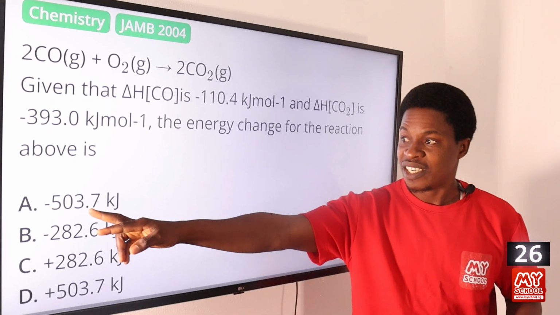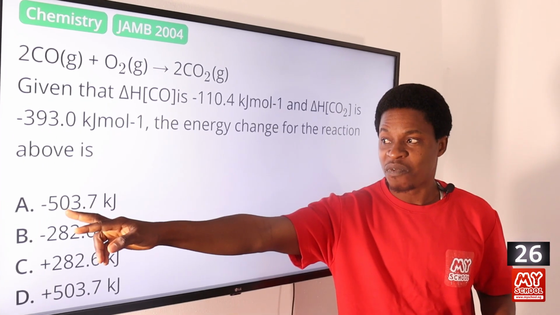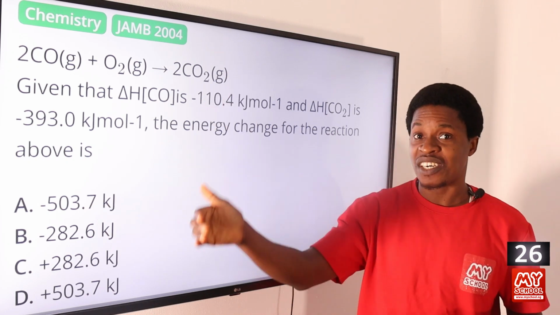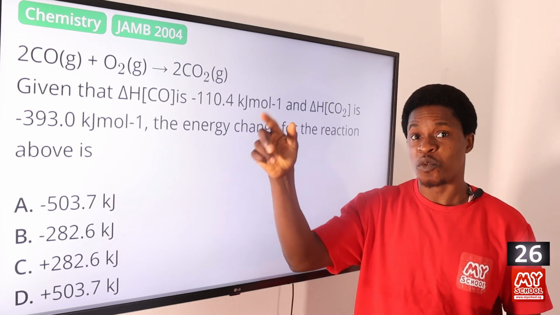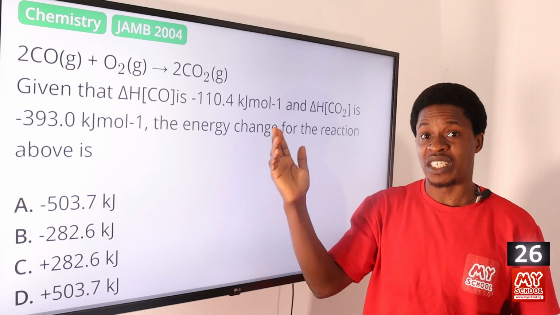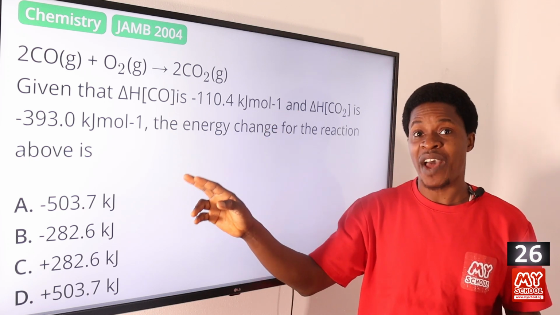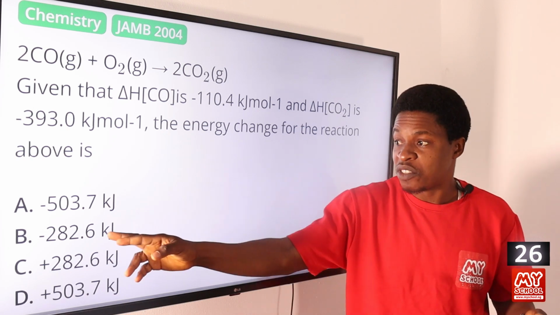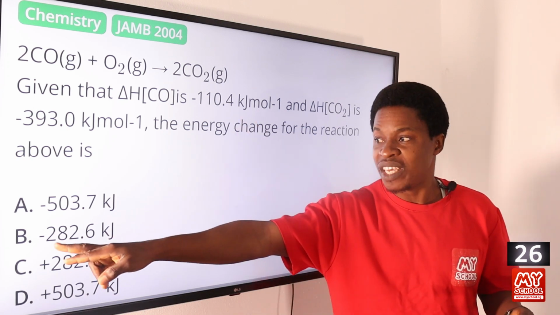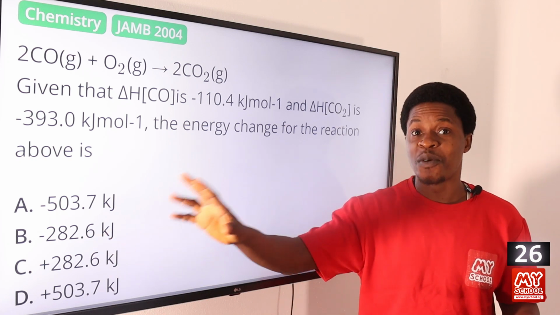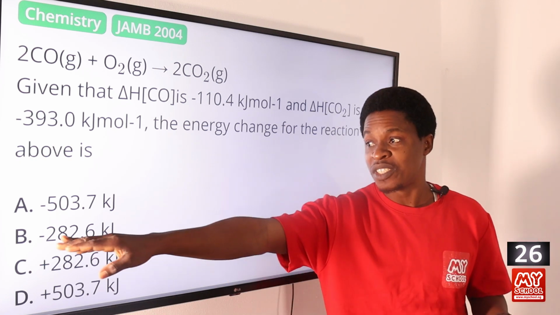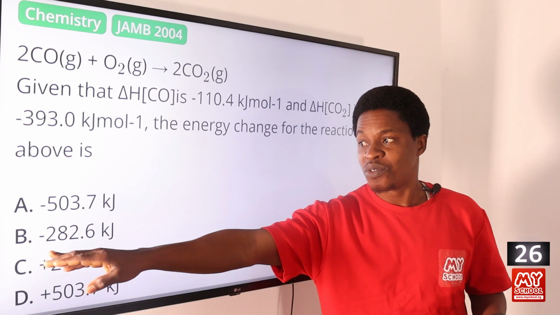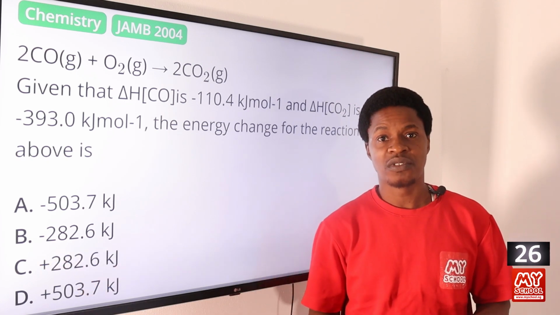Like I was saying, this is the closest. We have minus 503. If you solve it the right way, by including the number of moles, you multiply the number of moles by the enthalpy change. But we had minus 565.2, which is not any of these options. But if you solve it without the number of moles, we have negative 282.6 kilojoules. So my submission is, I'm going to go for option B, minus 282.6 kilojoules.